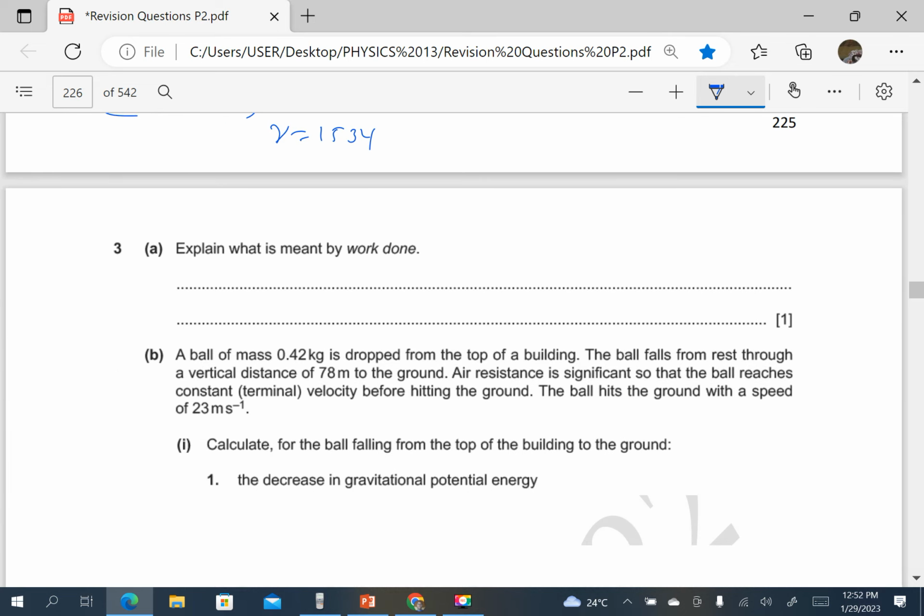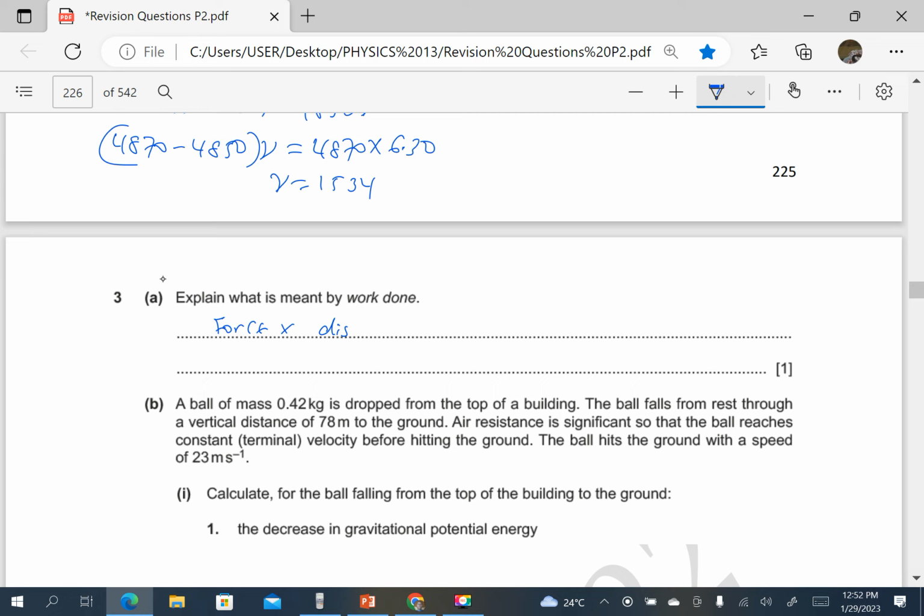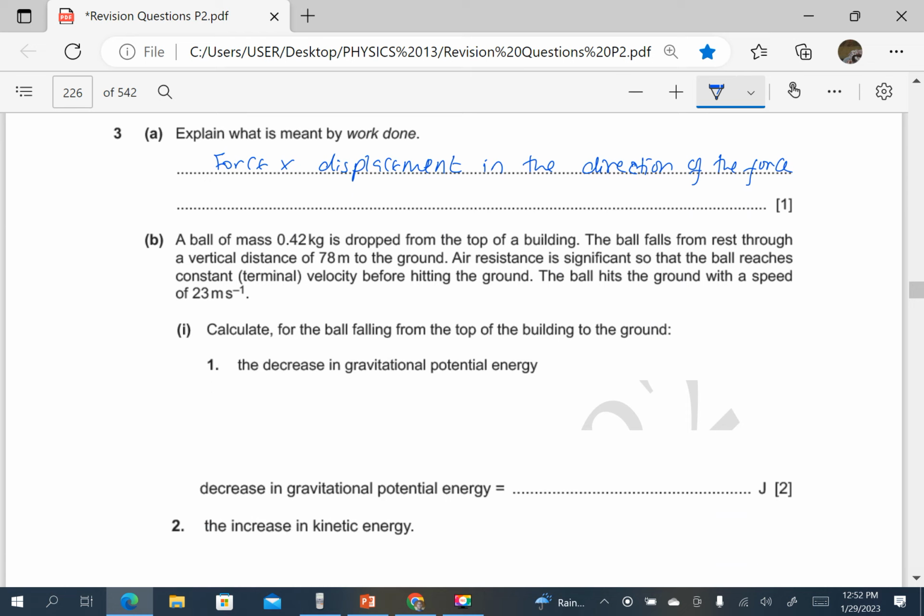Explain what is meant by work done. So work done is force times displacement in the direction of the force. Force times displacement in the direction of the force.